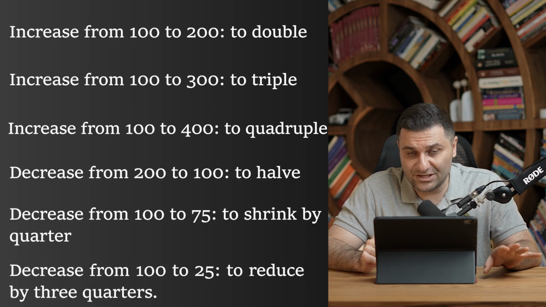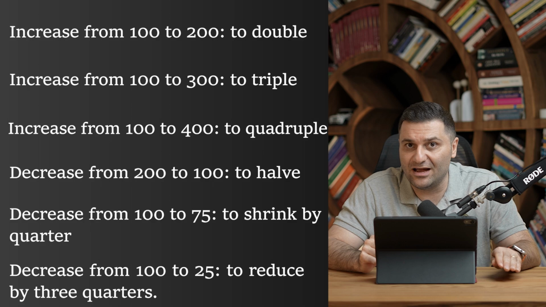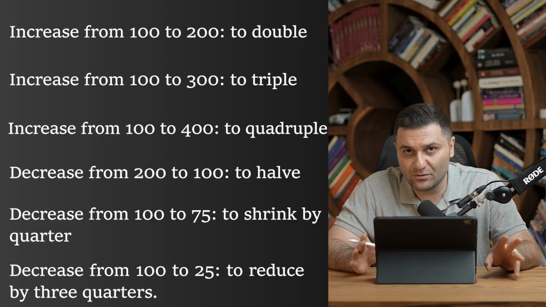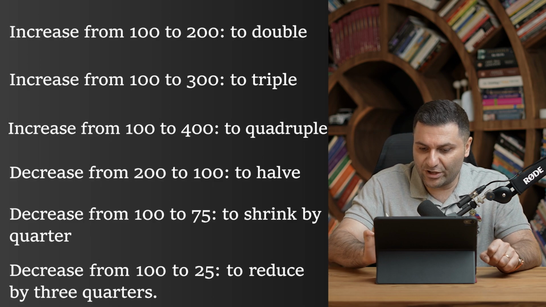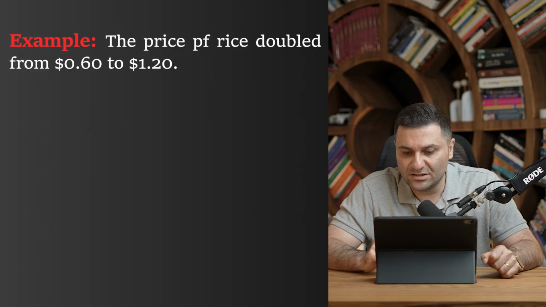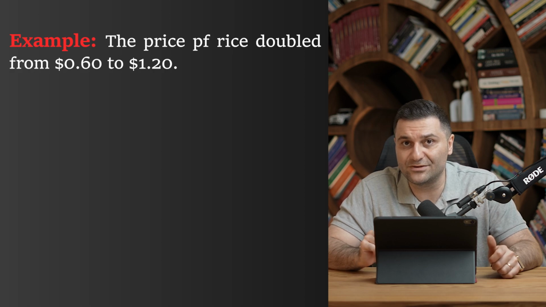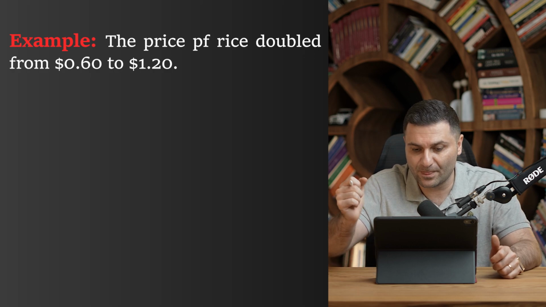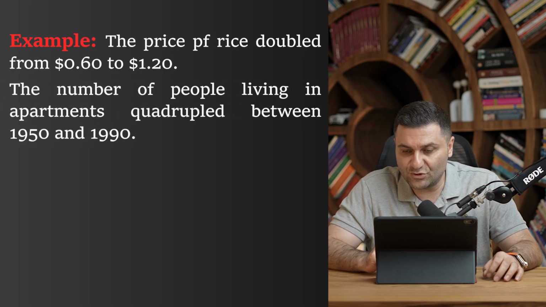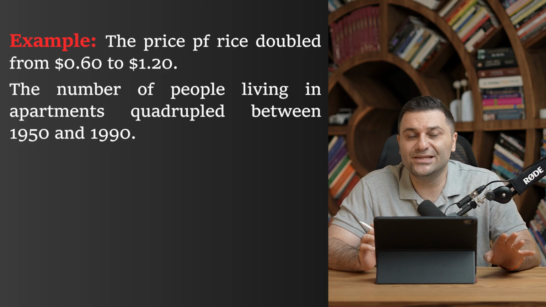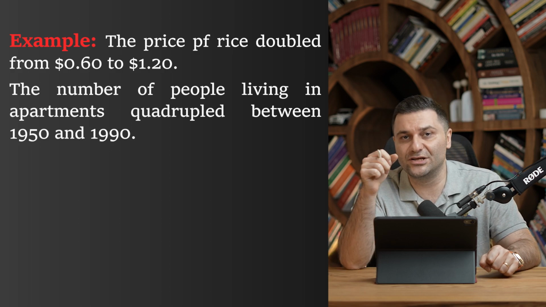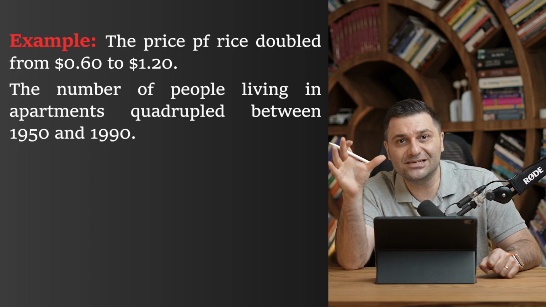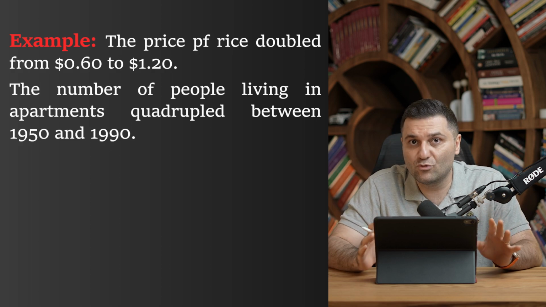If the decrease is from 100 to 25, then we can say to reduce, for example, in size by 3/4, right? Now let's work on two examples. The price of rice doubled from $0.60 to $1.20. So, doubled from. The number of people living in apartments quadrupled between 1950 and 1990. It means that, for example, it was 100 in 1950 and it increased to, let's say, 400. So, quadrupled.